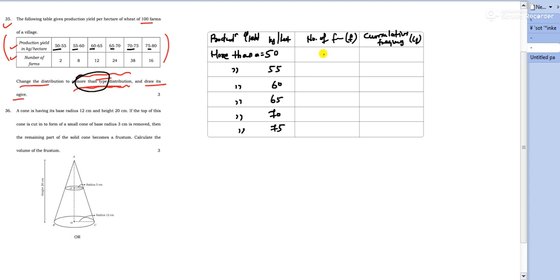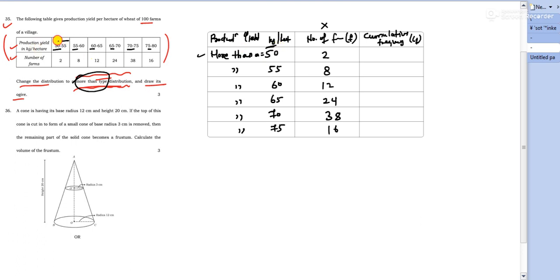For number of frequency here, instead of this you have to write now cumulative frequency. Okay, so let me write this as it is. Since you have written this you can't write this now, because this was valid only for class interval. So just to make you understand I will write it here. You can erase it or you can keep it as it is, not a problem. See, so more than 50, how many are there? The production yield more than 50 kg per hectare, how many are there?